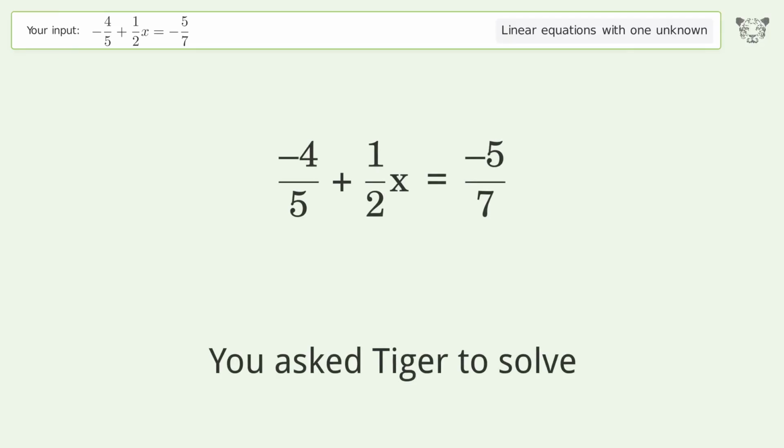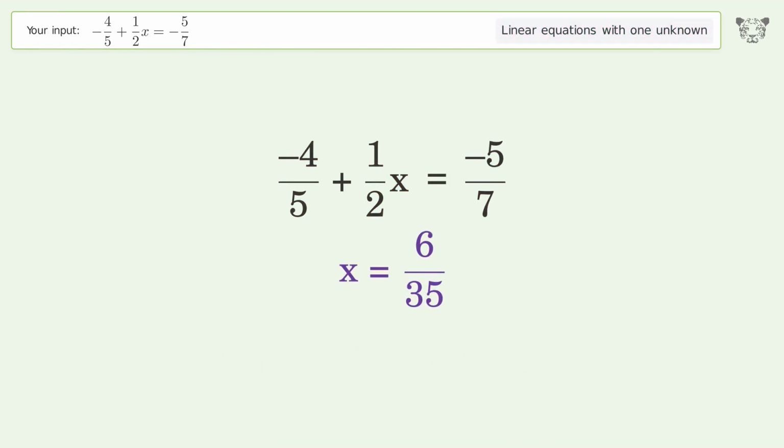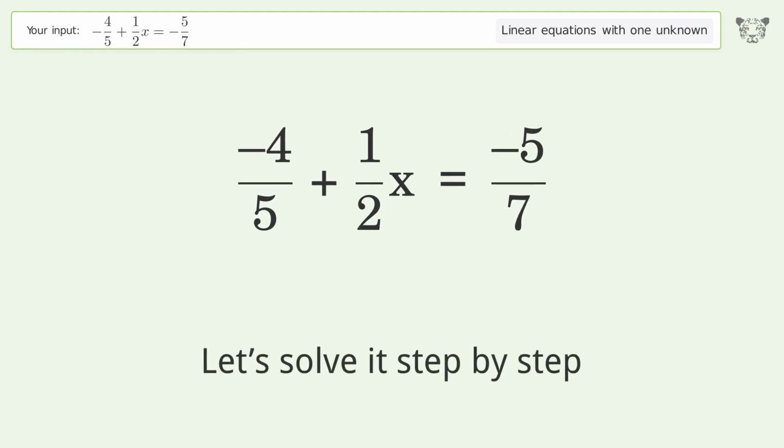You ask Tiger to solve. This deals with linear equations with one unknown. The final result is x equals 6/35. Let's solve it step by step.